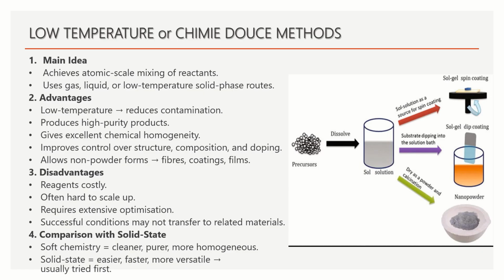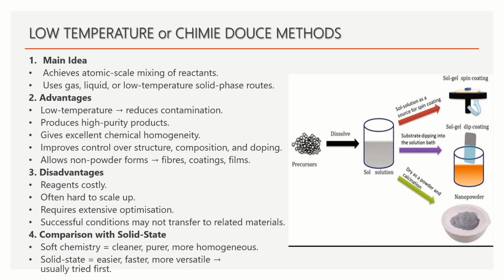This is very useful for electronics and optical devices, but there are some disadvantages also. The chemical reagents are often expensive, they are unstable or difficult to handle, and a lot of research is needed to optimize the recipe for the formation of that particular solid, and a method that works for one compound may not work for another closely related one, which creates a discrepancy in the synthesis of the same kinds of solids. So, in practice, most researchers still try simple solid state reactions first because they are quick, cheap, and versatile. But when we want better purity, better homogeneity, or special forms like coatings, then soft chemistry methods are used.